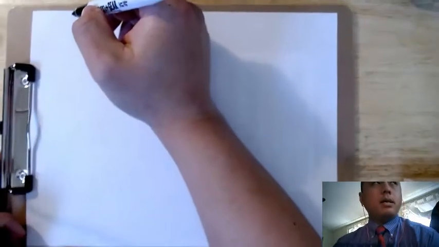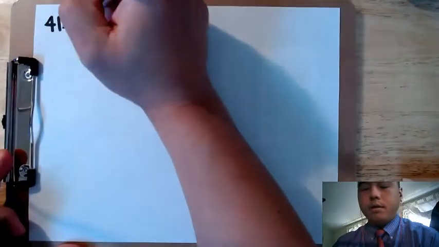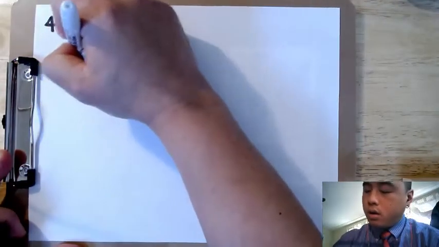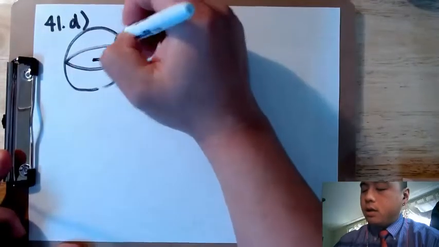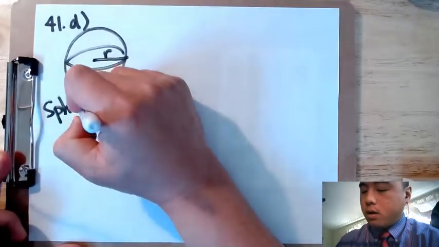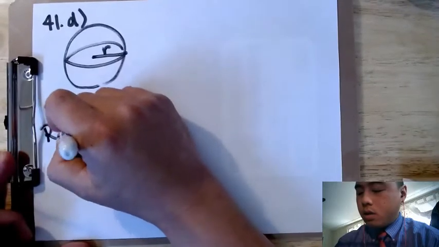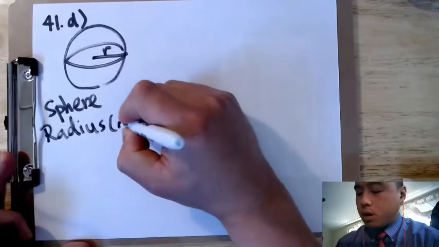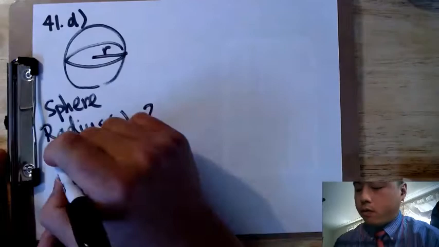Again, just to help us, this is 41D. We are looking for a new sphere. That's a fantastic sphere. From the center, you have the radius. We don't know what the radius is, but we know that we're looking for the sphere, and the radius is unknown. We'll put a question mark over here. So radius is unknown. Do we know the volume? Yes. So it's from the previous problem.